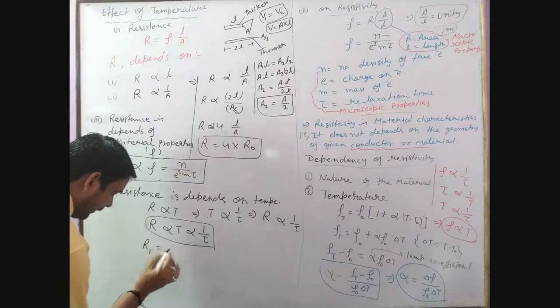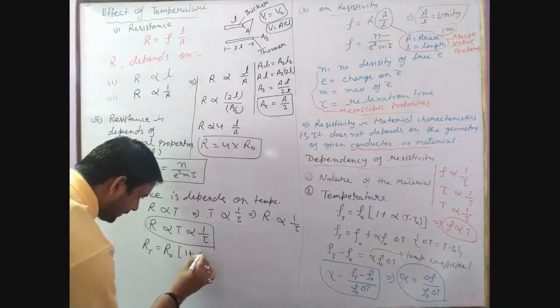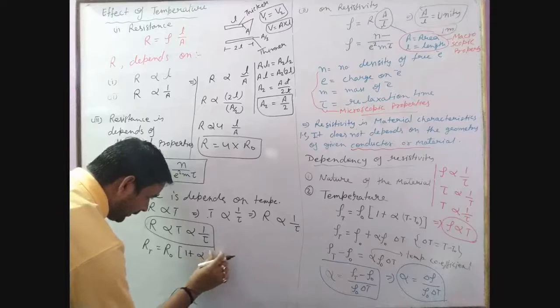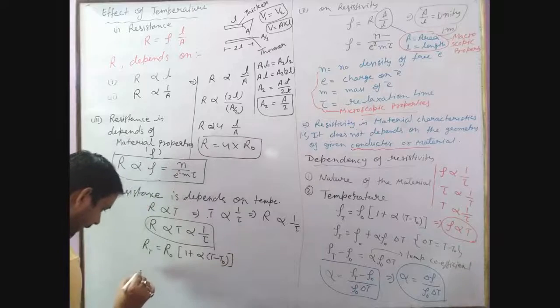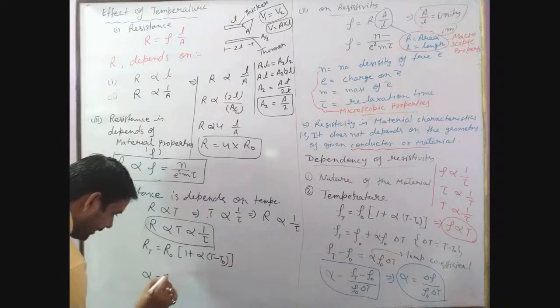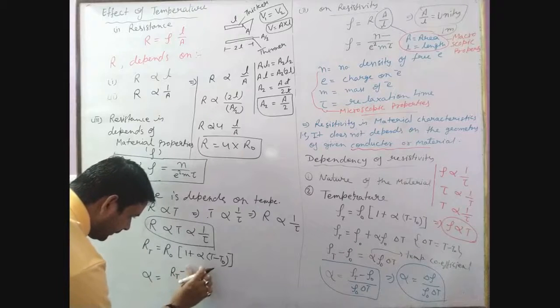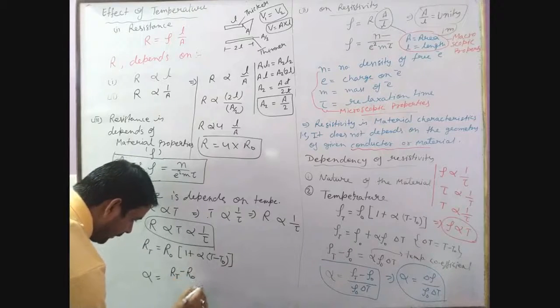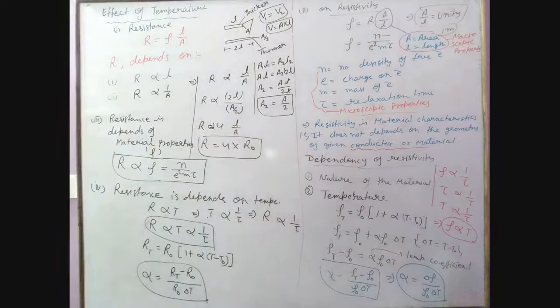R at any temperature equals R at room temperature times 1 plus alpha (T minus T naught), and the temperature coefficient is (RT minus R naught) upon R naught del T, similarly as we discussed here. Okay, now just write, first note it.